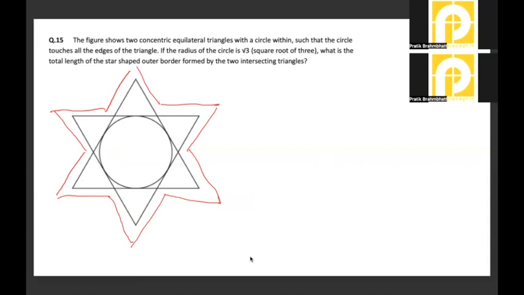Now, in that case, another thing which one can also notice in this figure is that the central part, which is getting formed by the intersection of the two triangles, is a hexagon. It's a regular hexagon with all the sides equal, which are drawn in blue. Also, I am provided the radius.